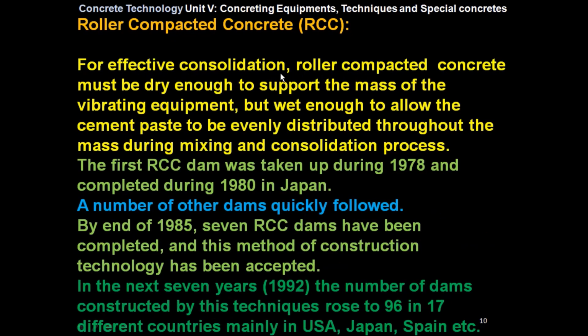For effective consolidation, roller compacted concrete must be dry enough to support the mass of the vibrating equipment but wet enough to allow the cement paste to be evenly distributed throughout the mass during mixing and consolidation process. The first RCC dam was taken up during 1978 and completed during 1980 in Japan. A number of other dams quickly followed. By end of 1985, 7 RCC dams had been completed and this method of construction technology has been accepted.